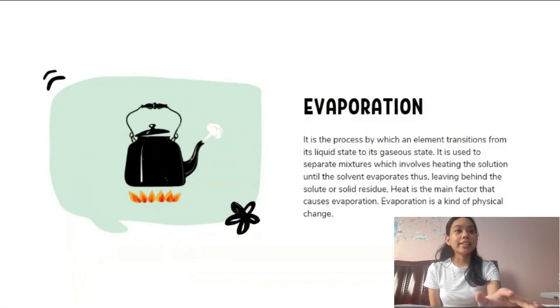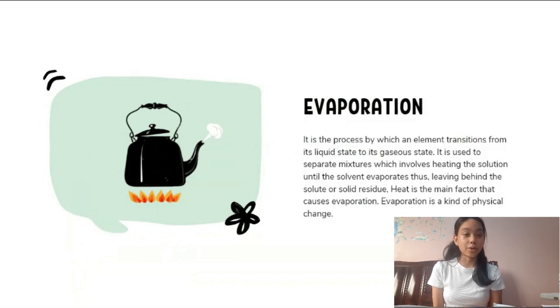Pero yun nga, heat is the main factor that causes evaporation. Di ba nakikita naman natin pag, example, nagpapakulo na yung mama natin ng tubig. Di ba may nakikita tayong smoke or usok. Yun, that is the liquid that turned to gas or water vapor. Kailangan rin natin, di ba, ng apoy kasi kailangan ng heat para magpainit ng tubig. Ayan, evaporation is a kind of physical change. Meaning, yung liquid to gas, that's a physical change.